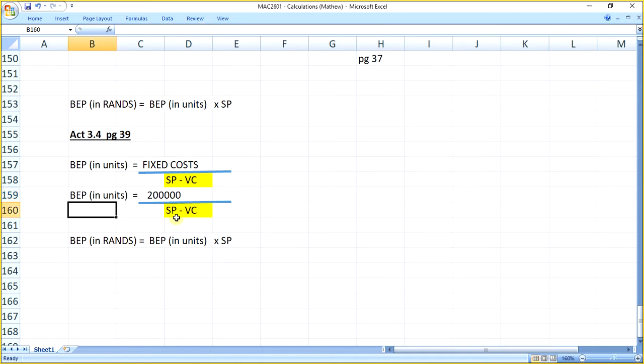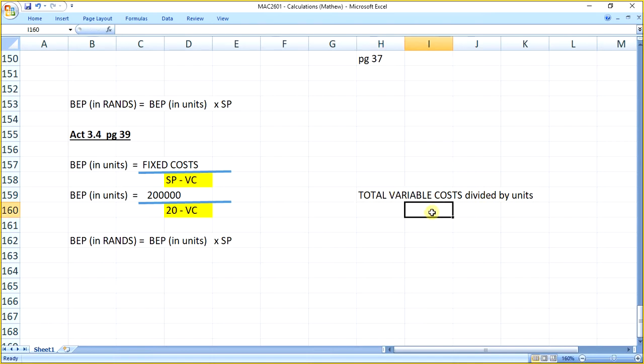selling price minus variable cost. Do they give that to you? Variable cost. Selling price, I see. Do you see it? Yeah. Selling price is 20 rand. Good. Variable cost they don't give you, so you need to work it out. Total variable costs. So would it be cost, like the 120? Yeah, divided by the units. Make sense? Yes. Okay.